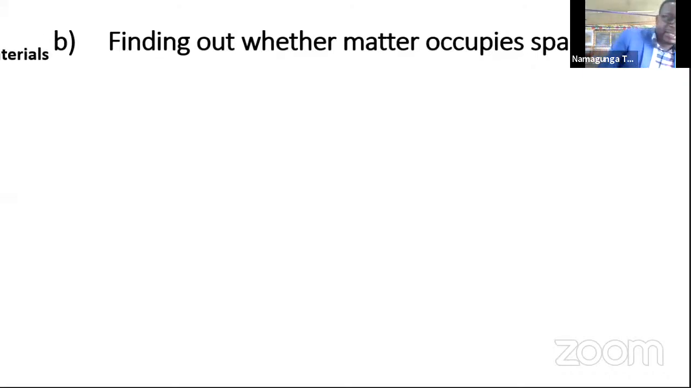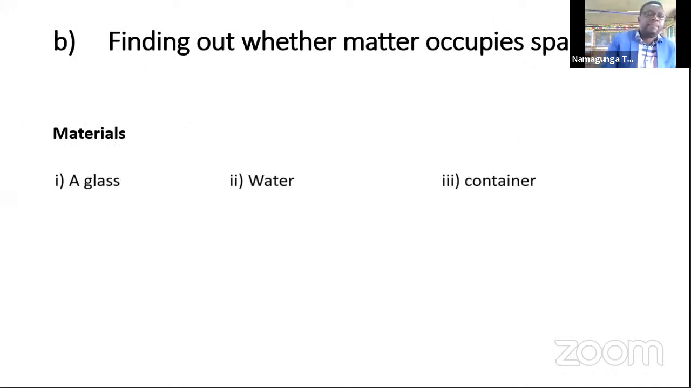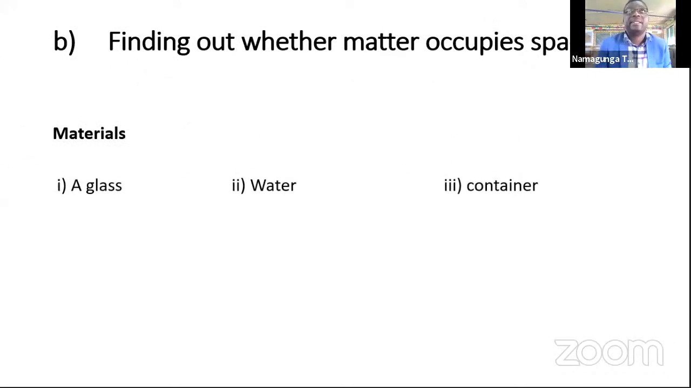So let's look at our experiment. These are the materials we shall need. I request Namasaz Chirabo, please unmute and read for us those materials. Beg your pardon. Please read for us those materials. A glass, water, and a container. Thank you so much. We shall use those three to carry out the experiment.